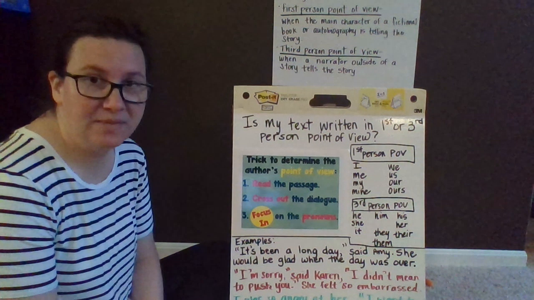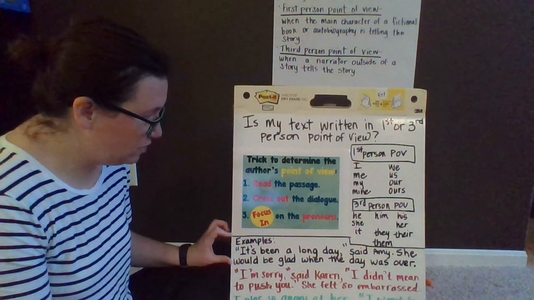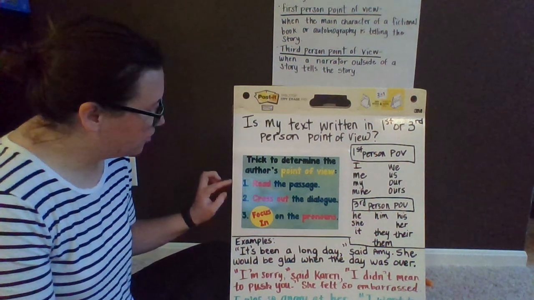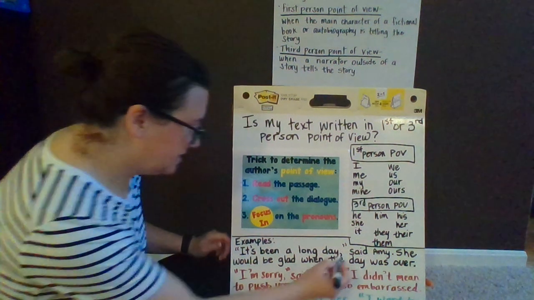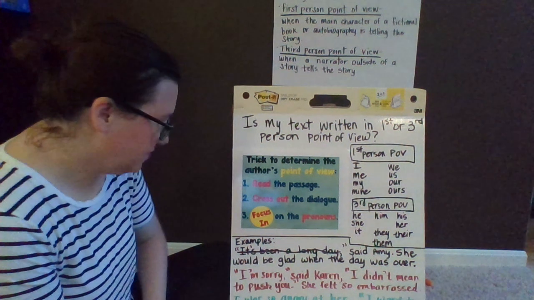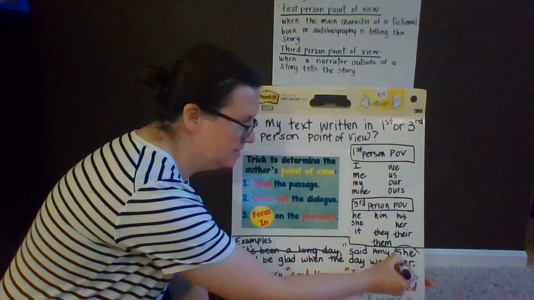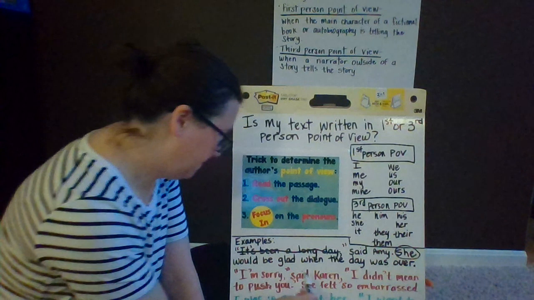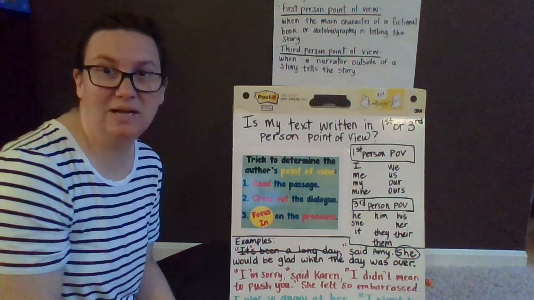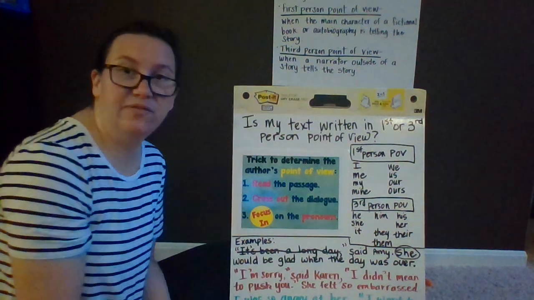Let's look at example 1, written in black down below. It says, "It's been a long day," said Amy. "She would be glad when the day was over." All right, so I read the passage. Now I'm going to cross out the dialogue. So this is what she said: "It's been a long day." And I'm left with, said Amy, "She would be glad when the day was over." I see some pronouns, word clues that we can use. She would be glad when the day was over. Looks like that's our only one. So based on that, I would say that the example in black is written in third person point of view.